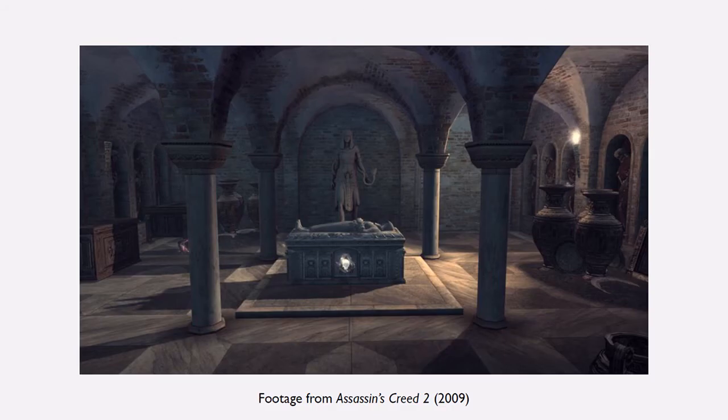So, cast your minds back 10 years to Assassin's Creed 2. Was anybody playing Assassin's Creed 2 then? Yeah. Me too. It was actually, I think, the first Assassin's Creed game I really played. I didn't bother with the first one.